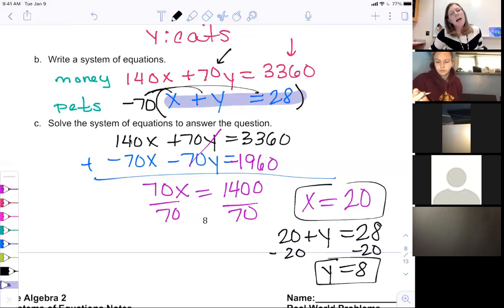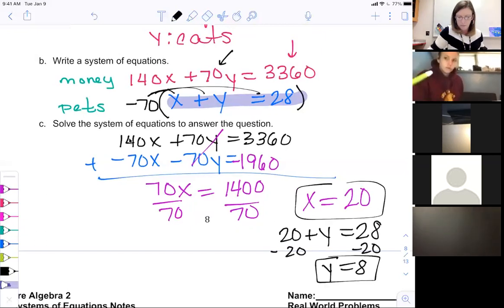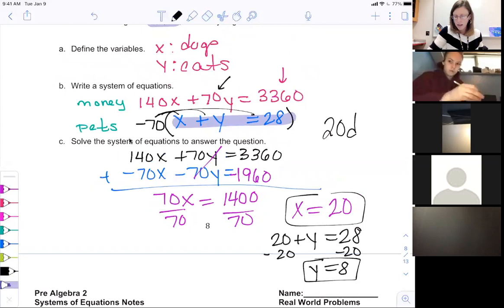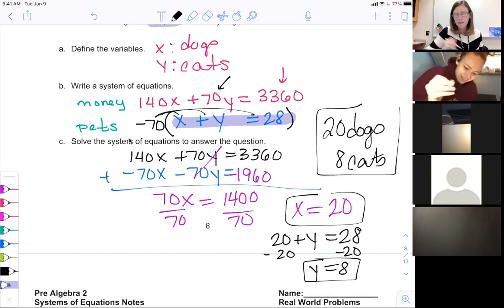So Haley, how many cats and how many dogs did we buy? How many dogs were bought or sold? 20. Yeah, 20 dogs. How many cats? 8 cats. So I guess people like cats better than dogs at this pet store. 20 dogs. It's like more than double the number of cats that were sold.